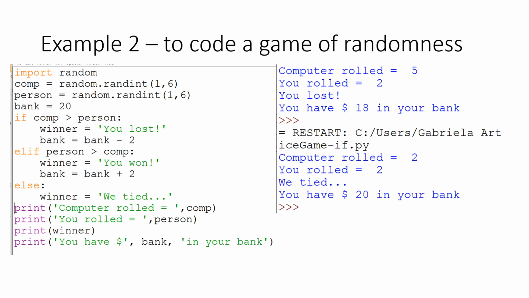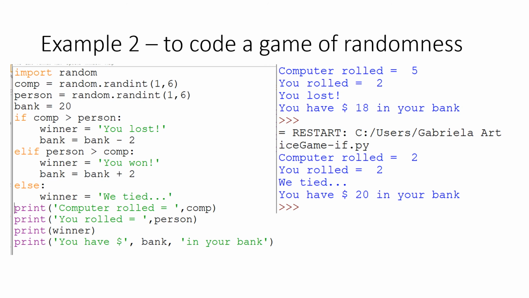So what this does is, boom, it generates a random number 1 through 6, stores that value in the comp, short for computer. Next, it generates a random number 1 through 6, stores that value in the person variable. Now you have a value like 5 and the other one is a 2, and we need to see who wins.